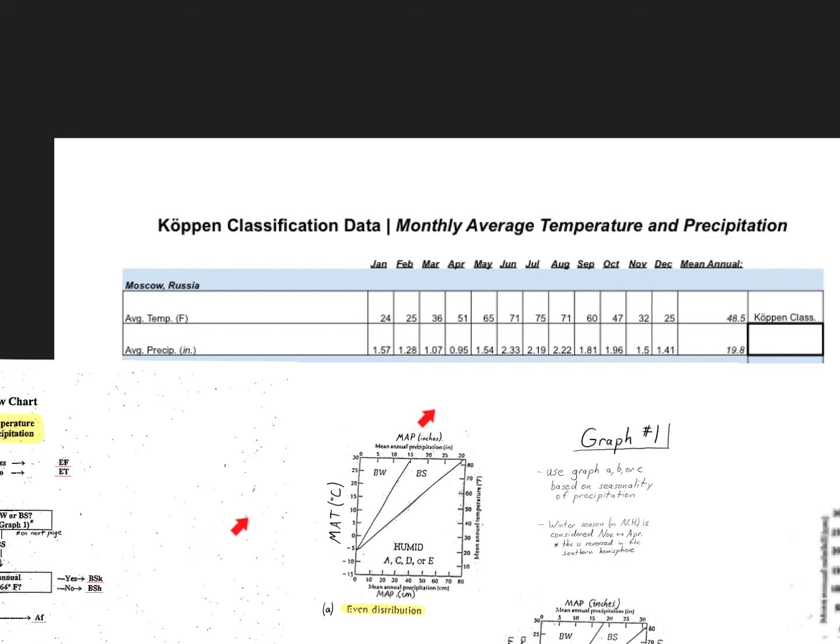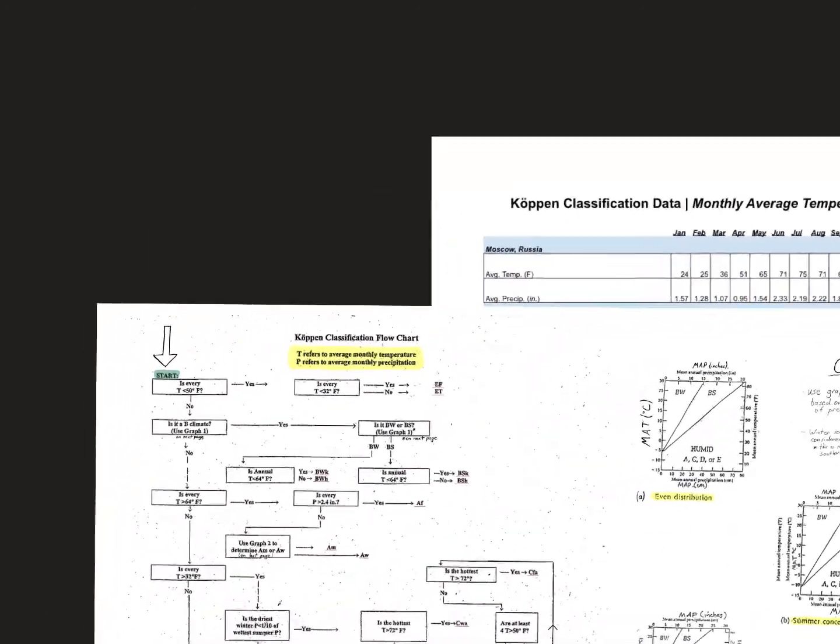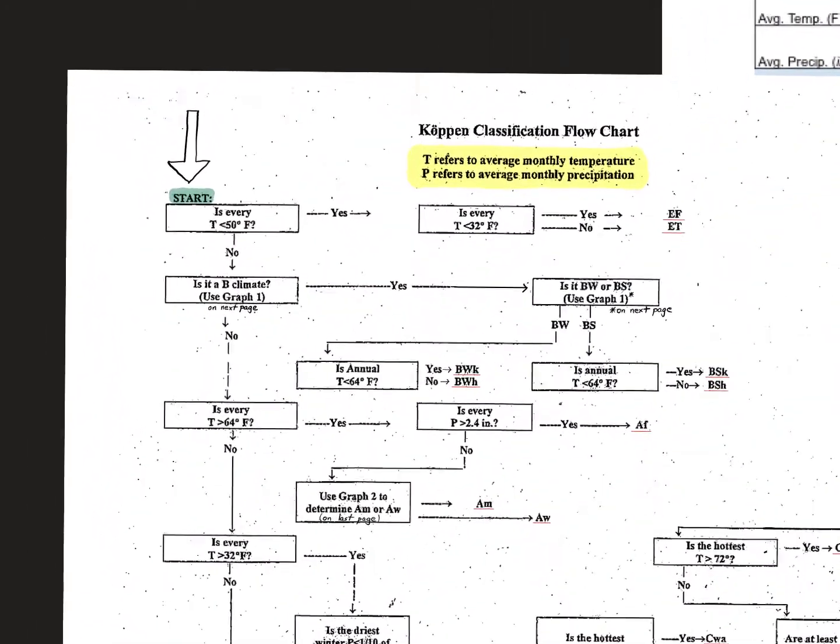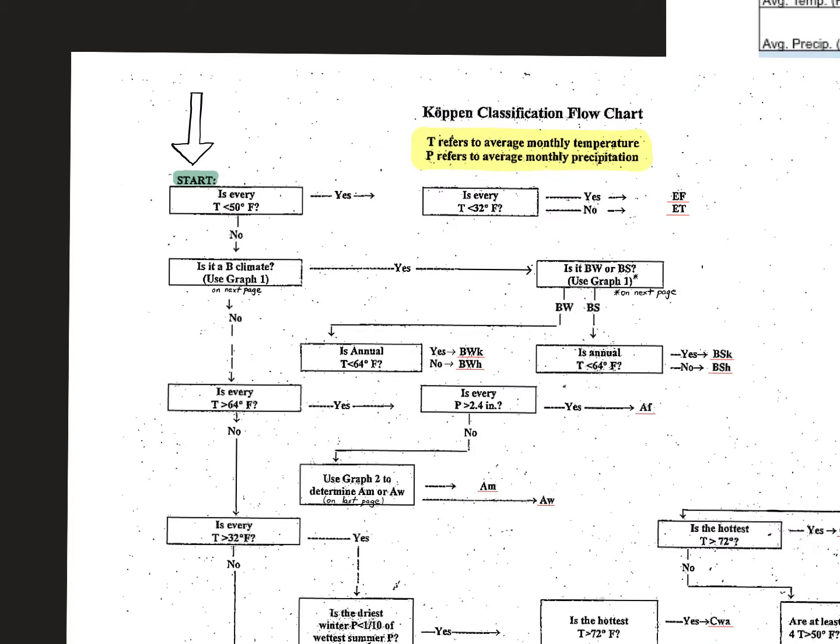So we're going to go to our flow chart here, and apologize for the slow computer. Always start in the upper left-hand corner, where I've drawn this big arrow on the left-hand side. This is going to be my starting location. And this is always going to be the initial first question we ask. So is every T less than 50? I would point out the main key here highlighted in yellow is that our capital T is in reference to average monthly temperature. Our capital P is in reference to average monthly precipitation. So the first question asks us, is every average monthly temperature less than 50 degrees Fahrenheit?